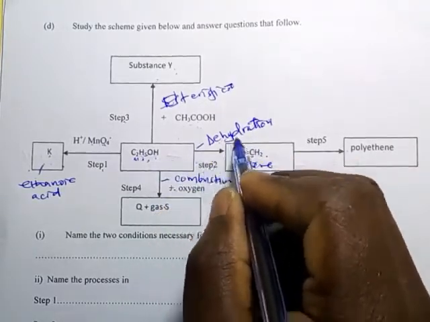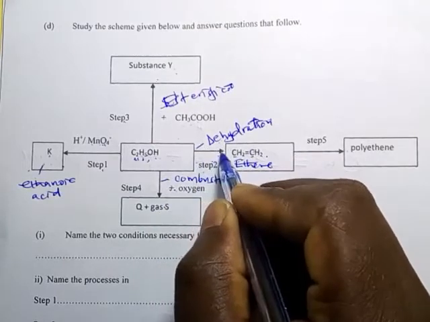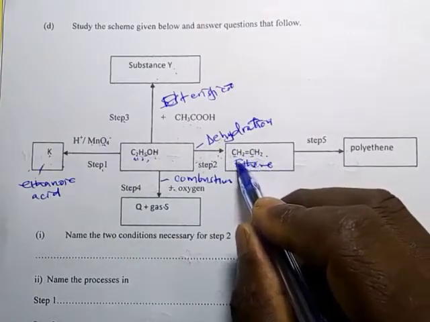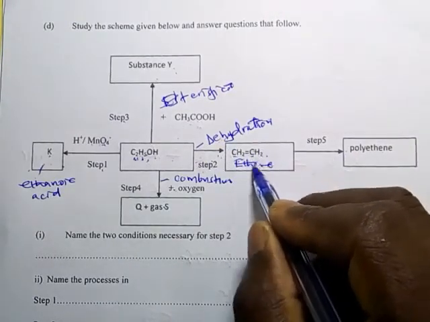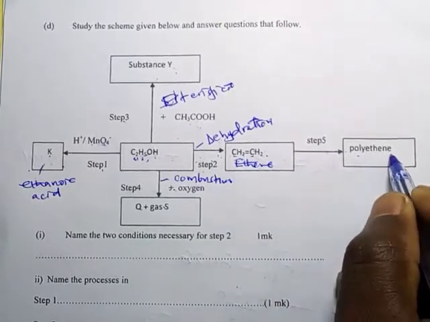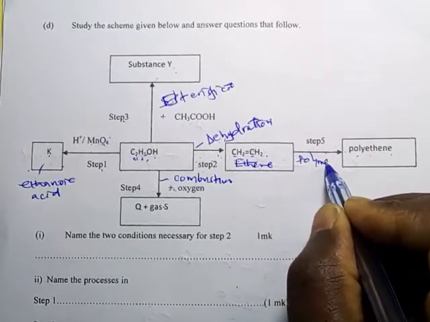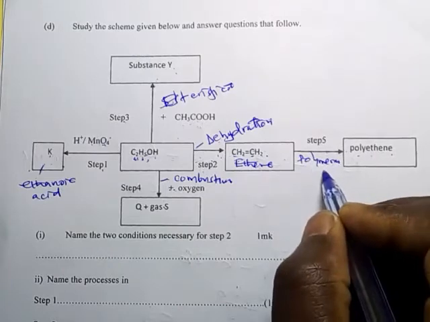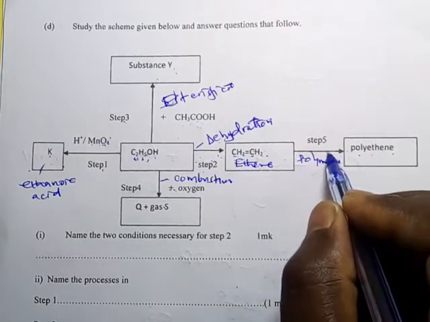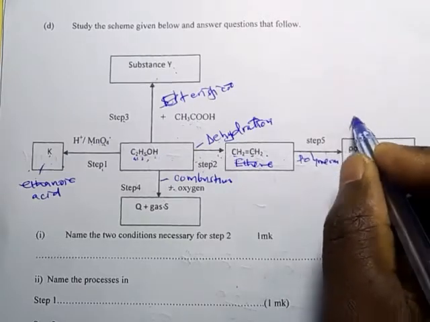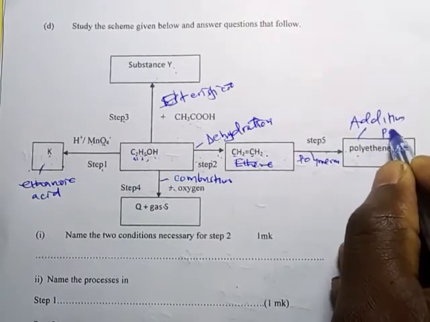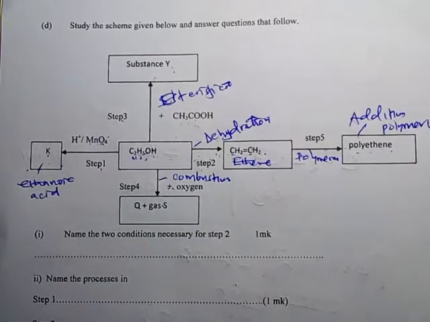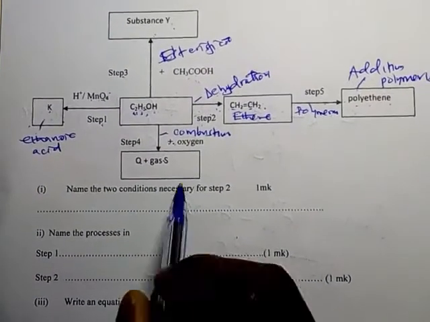What are the reagents that are used in dehydration? It is concentrated sulfuric acid that is used to dehydrate, and then a temperature is required. Step 5: ethene undergoes a certain process and polyethylene is formed. So this is polymerization. And as a Form 4 student, you don't just write polymerization, because we have 2 types of polymerization: addition polymerization and condensation polymerization. This one is addition polymerization.